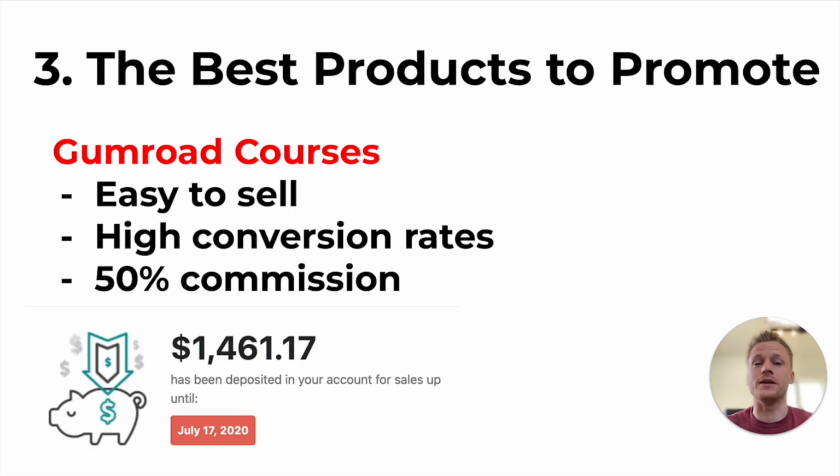Lastly, I recommend promoting Gumroad courses. This is because they sell easily, they have high conversion rates, and you usually get about 50% affiliate commission. This is how I have built up my income, by promoting Gumroad courses, and they are great for beginners just starting out with affiliate marketing.